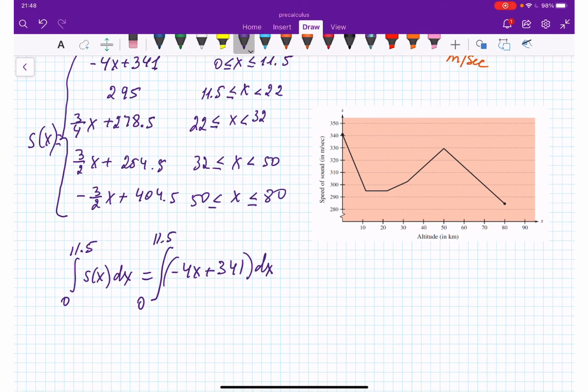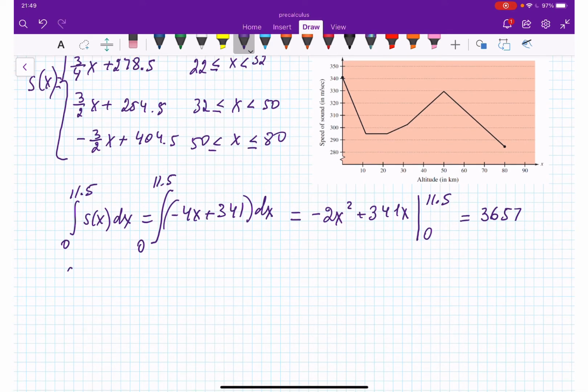This is going to be equal to negative 2x squared plus 341x, with limits between 0 and 11.5. I'm pretty sure you can plug in and you would get 3,657.